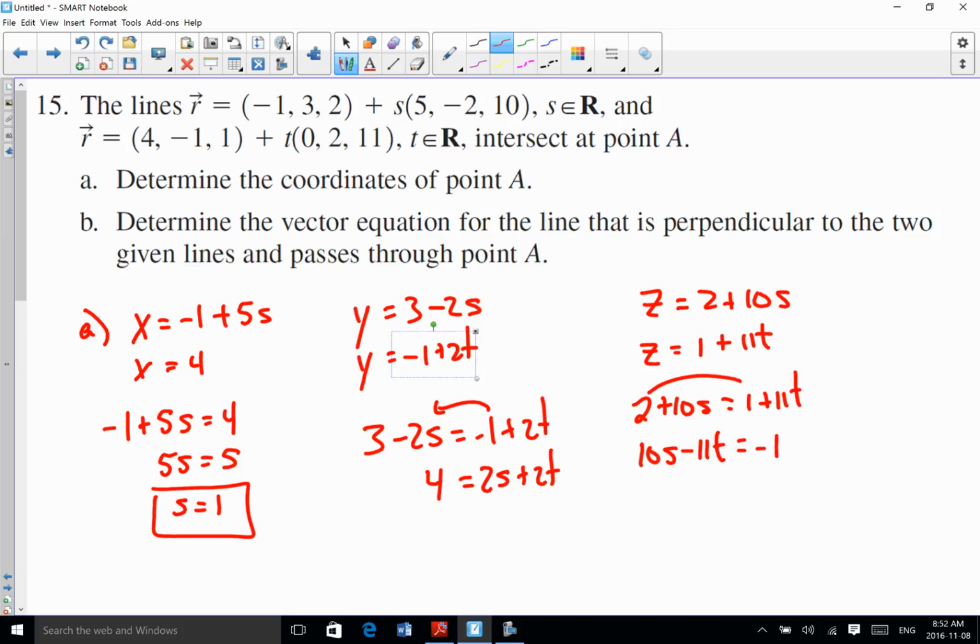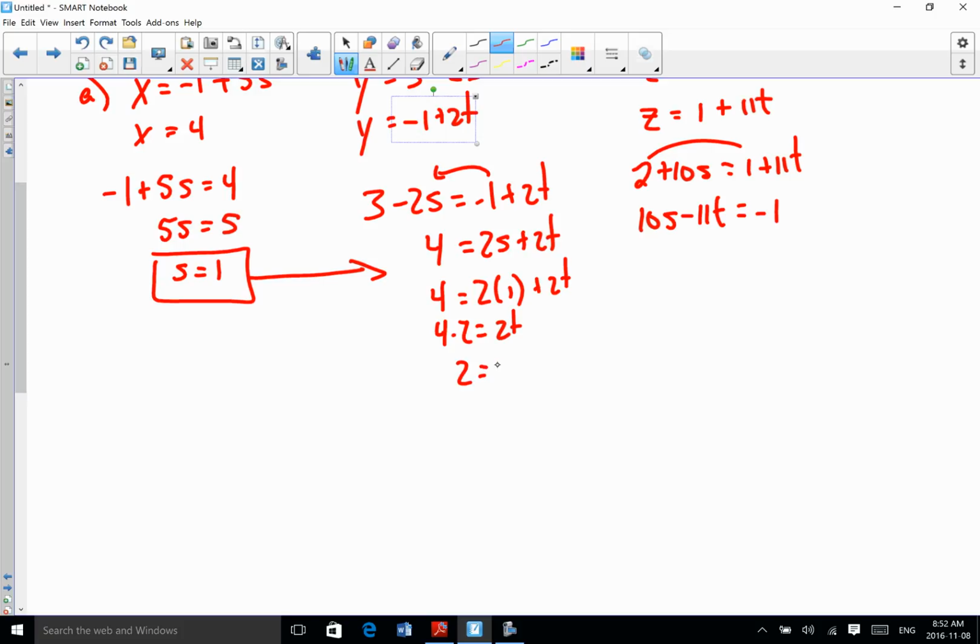Now we've already solved for s, so we can pick any of the other two equations to solve for t. So let's put it into this one. So s is 1. So we'll get 4 minus 2 equals 2t. In other words, 2 is 2t, so t is 1. And we always want to do our check, so use our third equation as our check. 10 times s, so 10 times 1, minus 11 times 1, -1, and sure enough, I get -1. So we know it works.